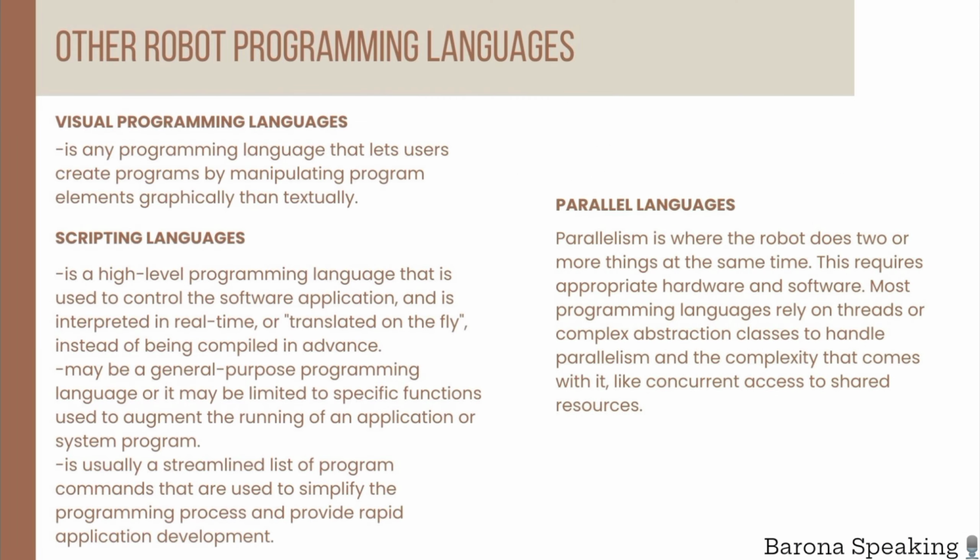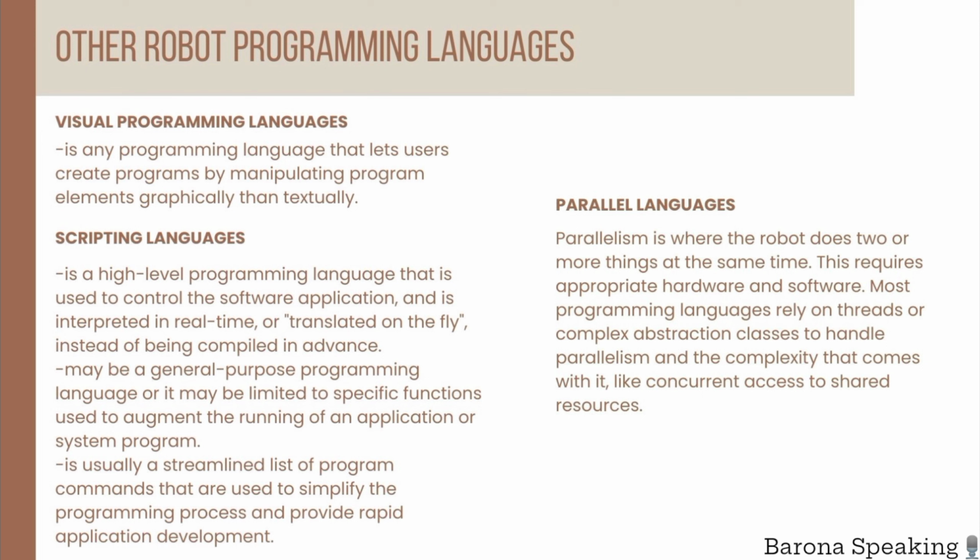To end our discussion, here are the other robotic programming languages. First is visual programming languages. It's any programming language that lets users create programs by manipulating program elements graphically rather than textually. Meanwhile, the second is scripting languages. It's a high-level programming language that is used to control a software application and is interpreted in real time or translated on the fly instead of being compiled in advance.